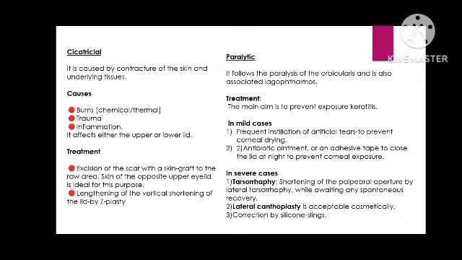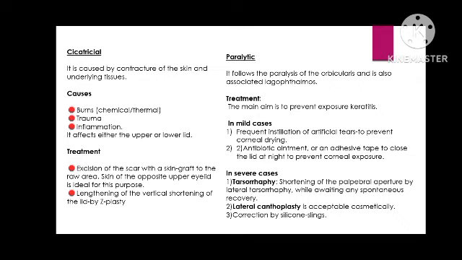And cicatricial type is caused by the contraction of the skin and underlying tissue, causing burns like chemical or thermal trauma, inflammation. It affects either upper or lower lid. Treatment is excision of the scar and skin graft to the raw area. Skin of the opposite upper eyelid is ideal for the purpose. Lengthening of a vertical shortening of the lid by Z-plasty.